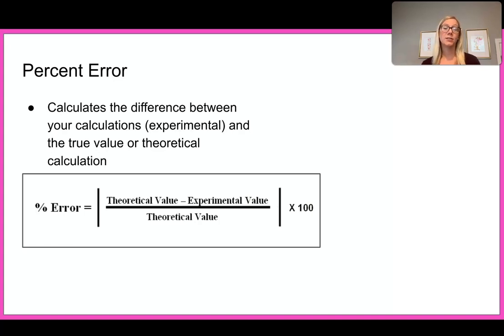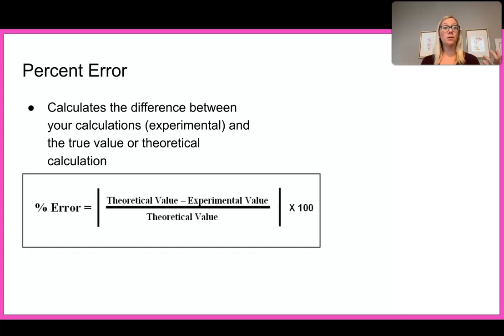And percent error is really just a way that's going to allow us to tell a little bit quantitatively, with a number, about how good our data was. Were we really close to the value that we thought we should have gotten, what we're going to call our theoretical value, or not?